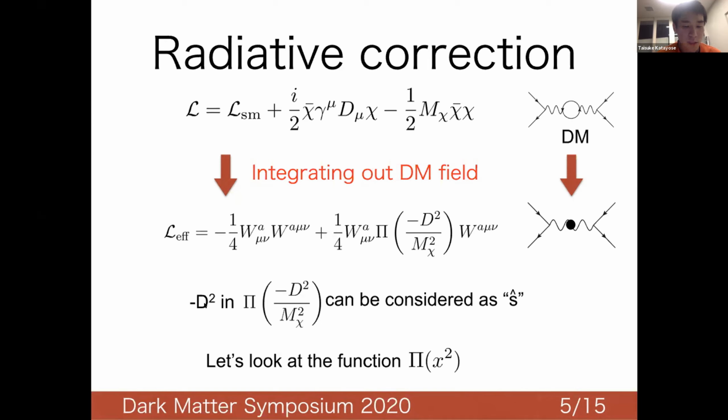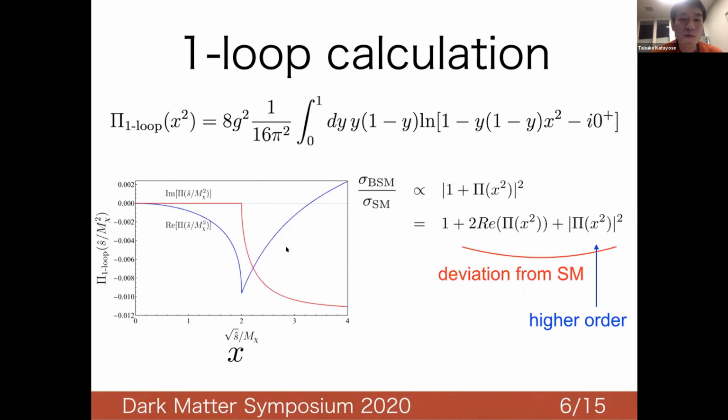Minus d squared inside this function can be considered as the square of the energy flow inside this propagator. And the m chi in the denominator is just for non-dimensionalization of this d squared. So let's look at this function Pi. There is an analytical formula for the one loop calculation. This is the analytical formula. And here is a plot for the real part of Pi and the imaginary part of Pi.